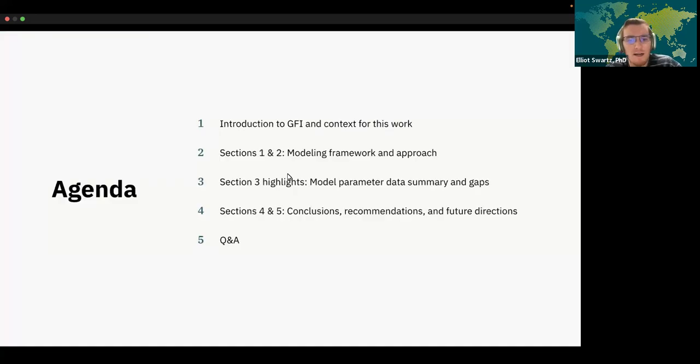So we'll present the information. I'll first provide some context and background for why we decided to embark on this project. And then I'll turn it over to Bert, who will outline the modeling framework and approach. We'll discuss section 3 of the report, which is really the bulk of the report around the data, the parameter data and data gaps. And I'll end with some conclusions, recommendations, and future directions. And we should have plenty of time for Q&A at the end.